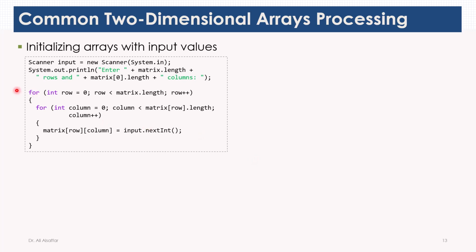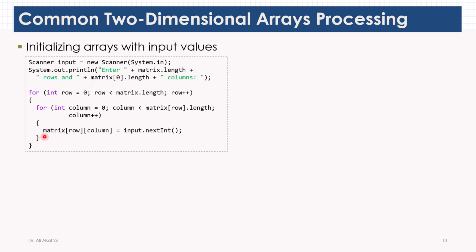So you create a nested loop. The outer loop is responsible for counting how many rows, and the inner loop is responsible for counting how many columns. You display a message to the user to enter the data row by row. You display a message enter, and you display the number of rows, and also how many columns. And the user inputs the data row by row.